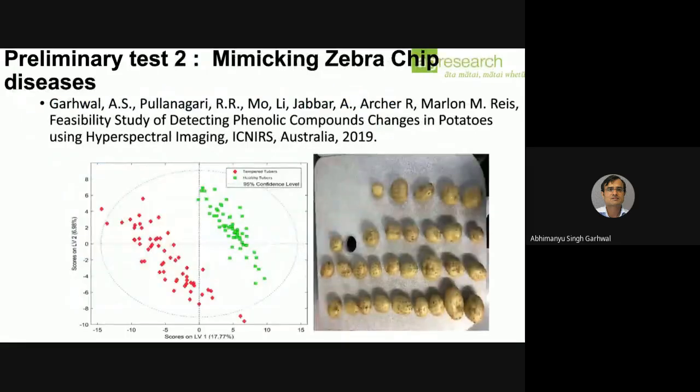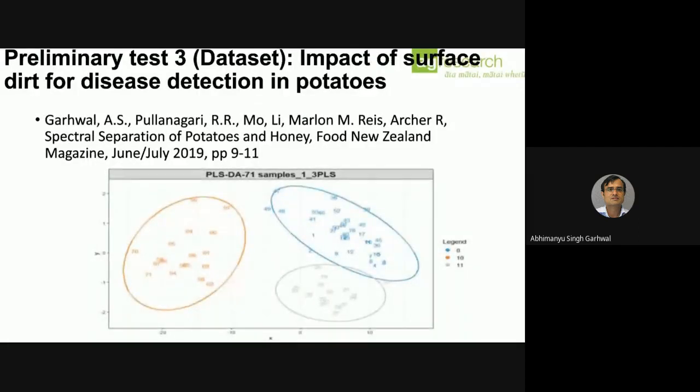After that, we tried to mimic the zebra chip disease by tampering the potato using a needle to develop the zebra chip disease. Zebra is a disease pattern, and we can easily segregate the tampered and healthy potato with a 95% confidence level. Last test is just for detection of.